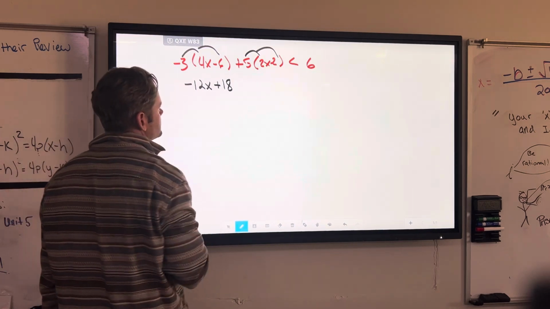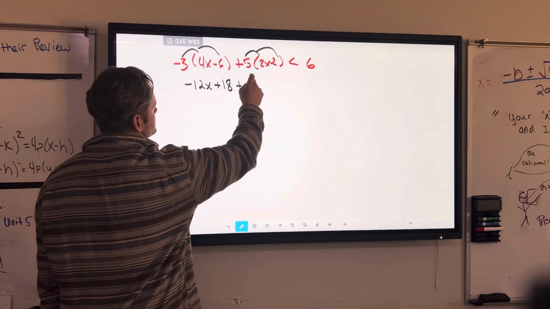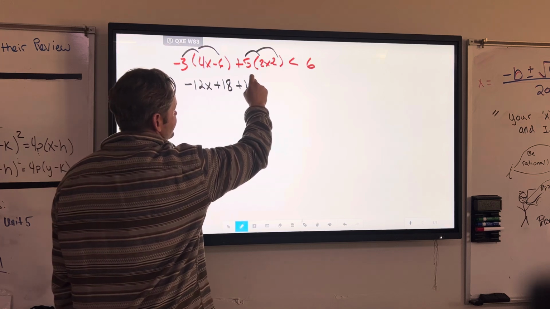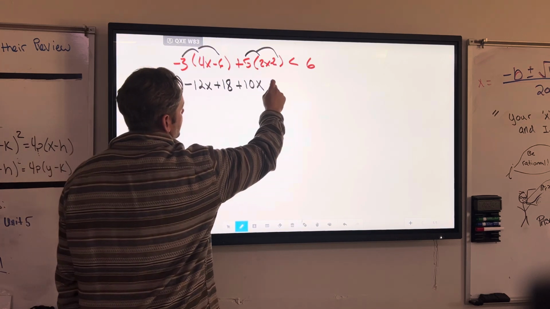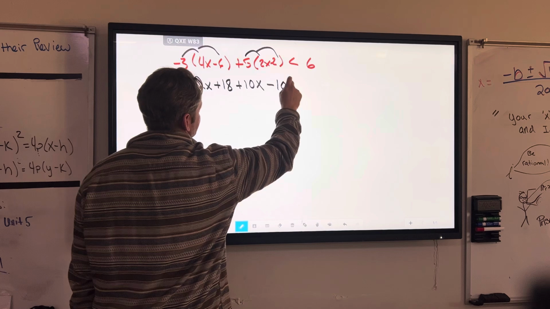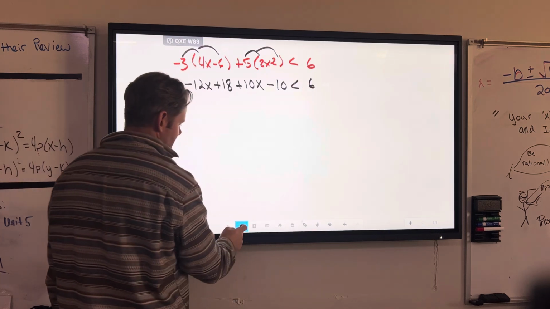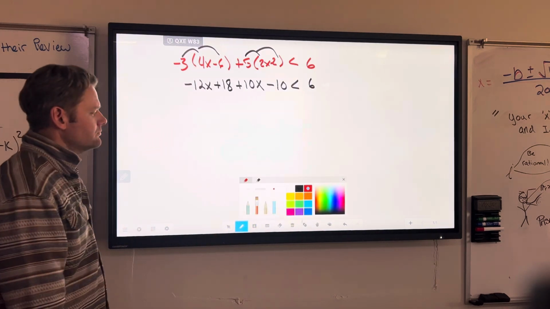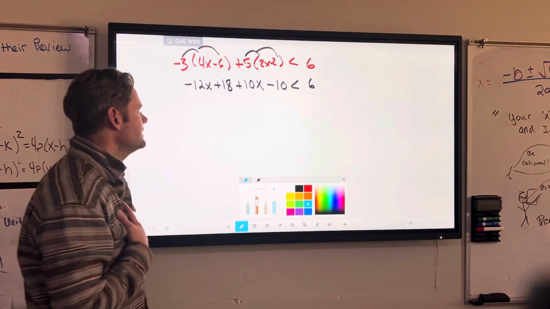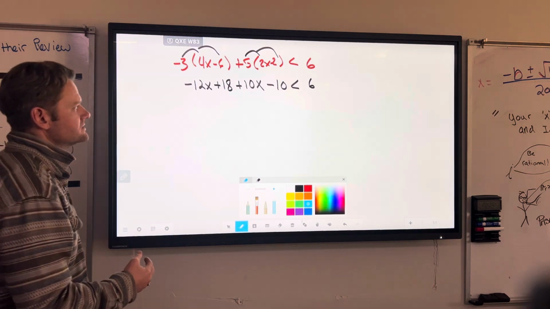Now I distribute this 5, right? So I'm going to get a positive 10x, right? And a negative 10. And all of it is less than 6. All right, now I need to combine my like terms. I like to circle and box these like terms.